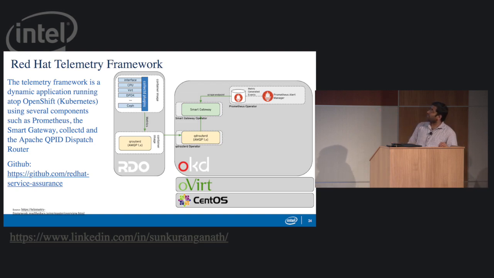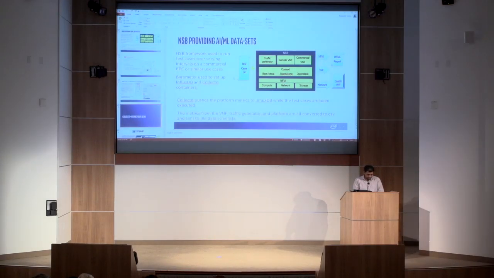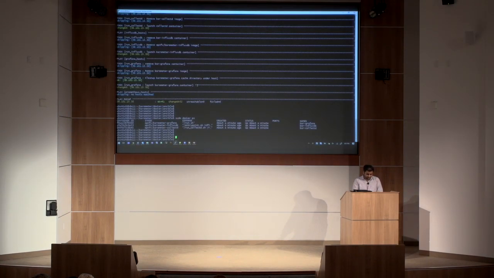So the way they integrate with the Smart Gateway, it provides one endpoint for Prometheus to scrape. The telemetry framework within Red Hat exposes a lot of this data from CollectD, and you can visualize it using Prometheus. So let's quickly look at the Prometheus demo. I don't think I'll have a lot of time, but I'll try to go through this fast.